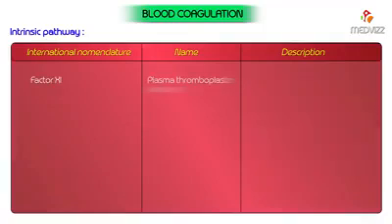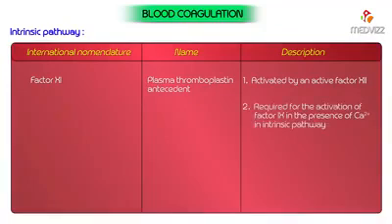Factor 11. Plasma thromboplastin antecedent. It is activated by an active factor 12. It is required for the activation of factor 9 in the presence of calcium in the intrinsic pathway.